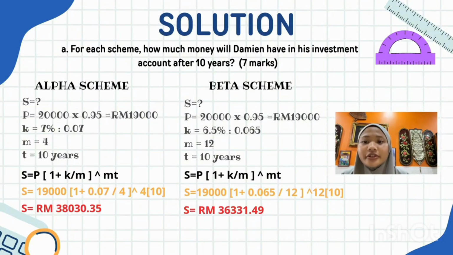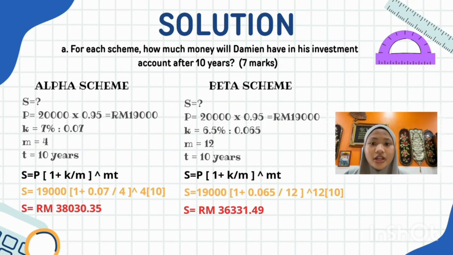We need to calculate the future value, which is S, of Damian's investment after a maturity period of 10 years for both schemes. First, we need to determine the initial principal, which is P. The original investment amount is Rm 20,000, but there is an upfront charge or reduction of 5%. Therefore, we take the remaining 95% as our actual invested capital. So P equals 20,000 times 0.95. We will get Rm 90,000. This principal value of 90,000 will be used as the starting point for both schemes.